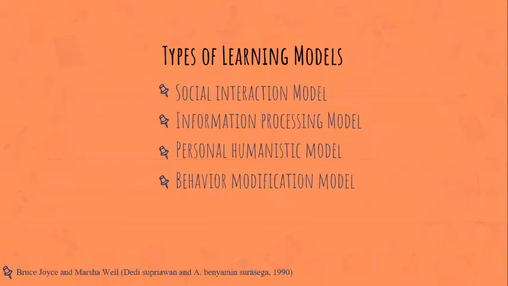Fourth is the behavior modification model. Behavior modification is the process of changing patterns of human behavior over the long term using various motivational techniques, mainly consequences and rewards. So that's all for our explanation about the learning approaches and learning models.